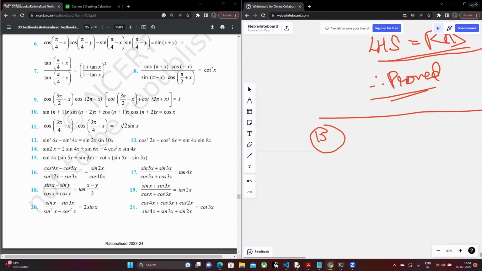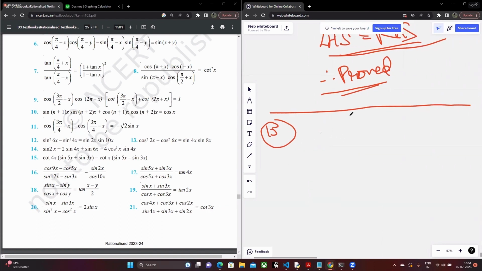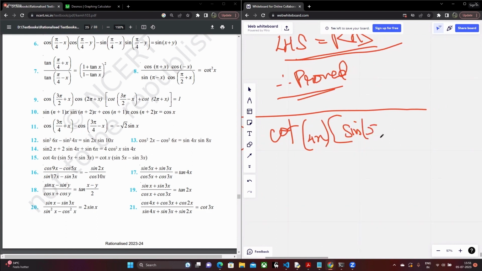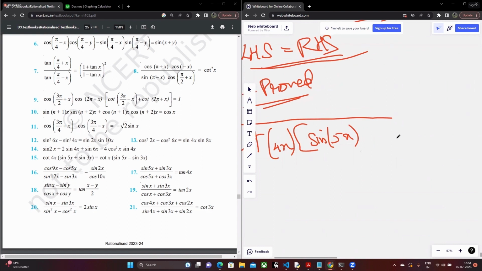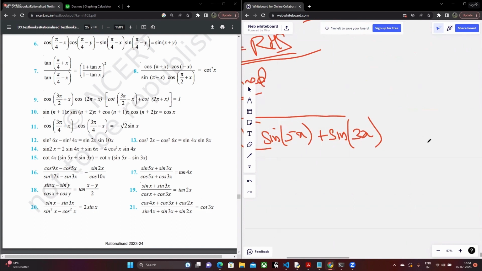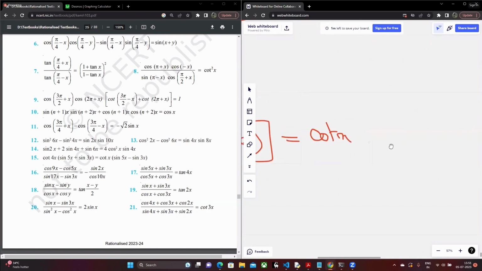Cot 4x into sin 5x plus sin 3x is equal to cot x into sin 5x minus sin 3x. That's a better question, no? This kind of makes me think. Right. So first things, I'll write the question down. This is cot 4x into sine of 5x plus sin 3x. Right. This has to be equal to cot x times sine of 5x minus sine of 3x.